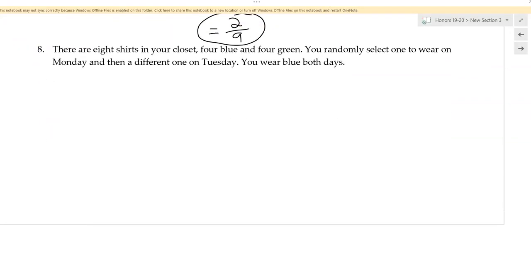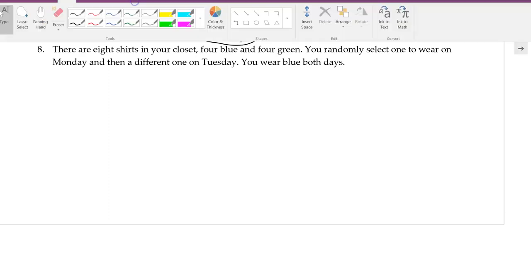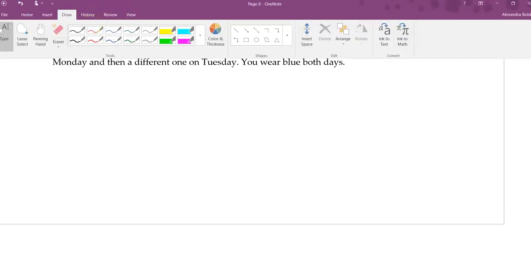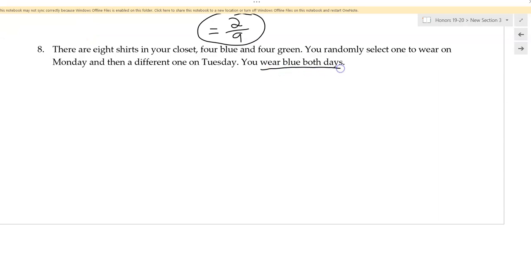Same thing with number 8, right? You have 8 shirts in your closet, 4 blue and 4 green. You randomly select one to wear on Monday and then a different one on Tuesday. You wear blue both days, right? This blue both days is the same thing as the probability of blue and blue. And we are going to assume in this case that when I wear the shirt, I then have to throw it in the laundry. I'm not going to wear the same shirt again. So my number of shirts is going to decrease because once I wear a shirt, it has to get washed before I can wear it again.